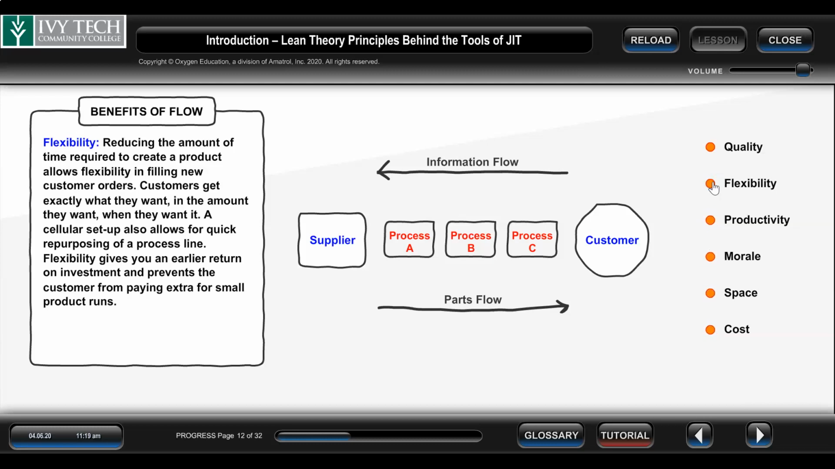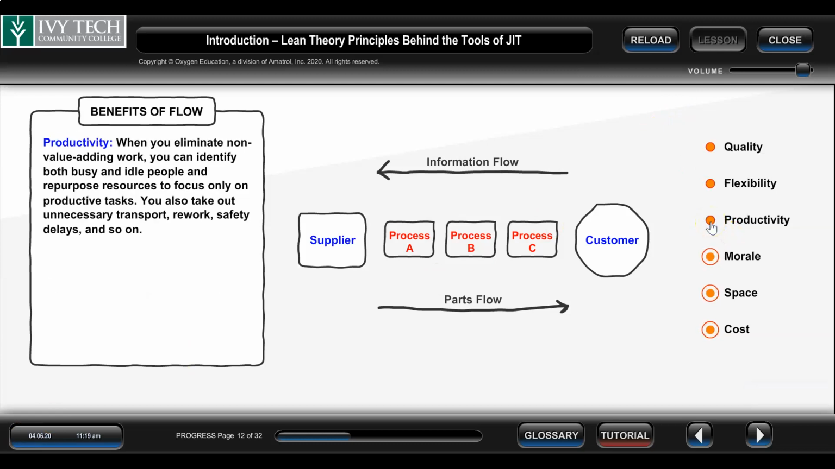Flexibility. Reducing the amount of time required to create a product allows flexibility in filling new customer orders. Customers get exactly what they want in the amount they want when they want it. A cellular setup also allows for quick repurposing of a process line. Flexibility gives you an earlier return on investment and prevents the customer from paying extra for small product runs.